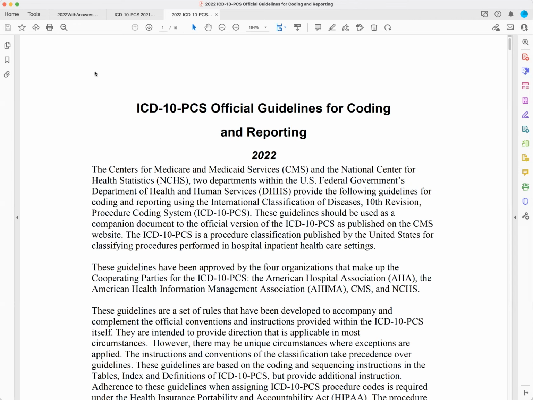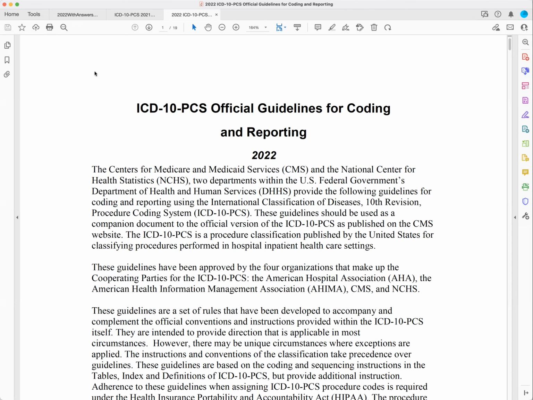Most of the time with the official guidelines, there aren't significant changes throughout the entire guidelines every single year. So it's not like they're all replaced, but there might be some additions or some minor revisions. So it's always important to make sure you're looking at the current version.